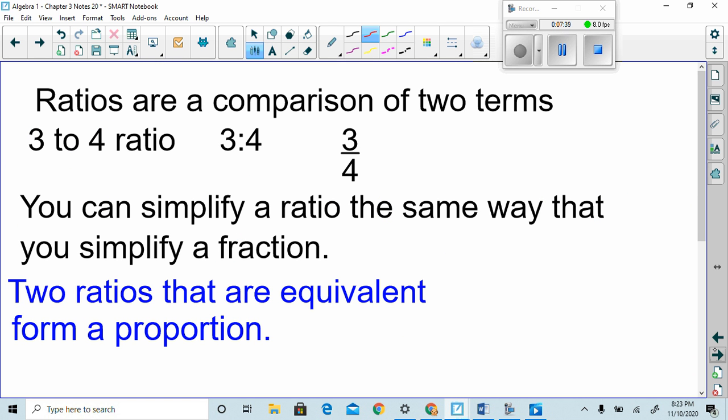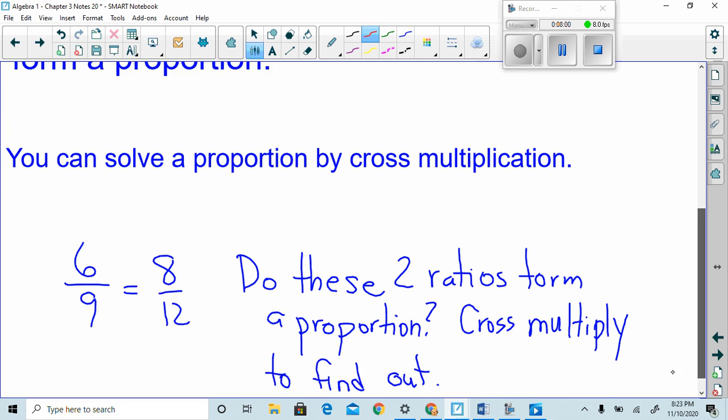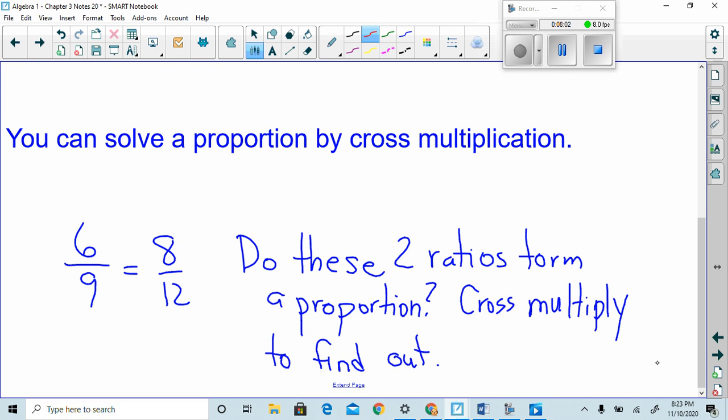If we're taking these ratios and comparing 2 terms, there is something that we need to know. We can simplify a ratio the same way we simplify a fraction, and we're also going to find out that 2 ratios that are equivalent or equal form a proportion. So you may be asked to solve a proportion by using cross multiplication. Before we get to solving for a missing term, let's just check to see if we can find out if these 2 ratios form a proportion.